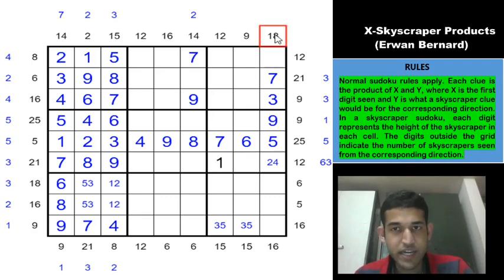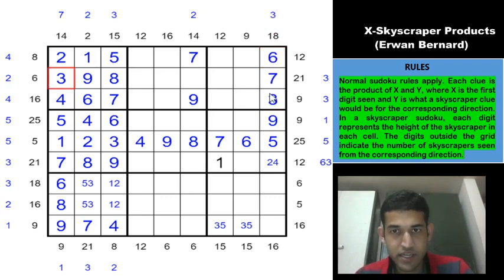So look at this 18 clue. It can only be 2 multiplied by 9, but you cannot have 9 as the skyscraper clue or 9 here because of this 9. So which means that this must be 3 and 6. But 3 is here, so this must be a 6 and this must be a 3, right? And we are seeing 3 buildings from this direction, so this clue is satisfied. Fine.